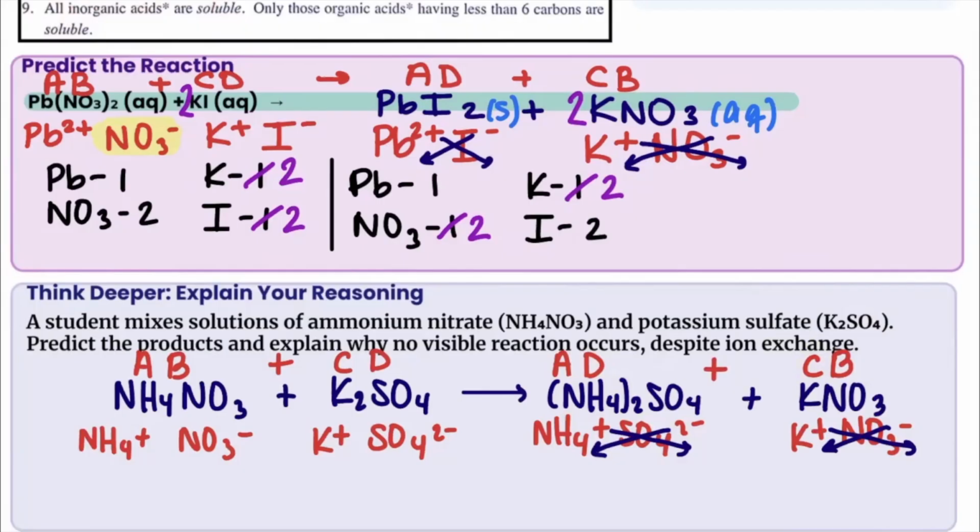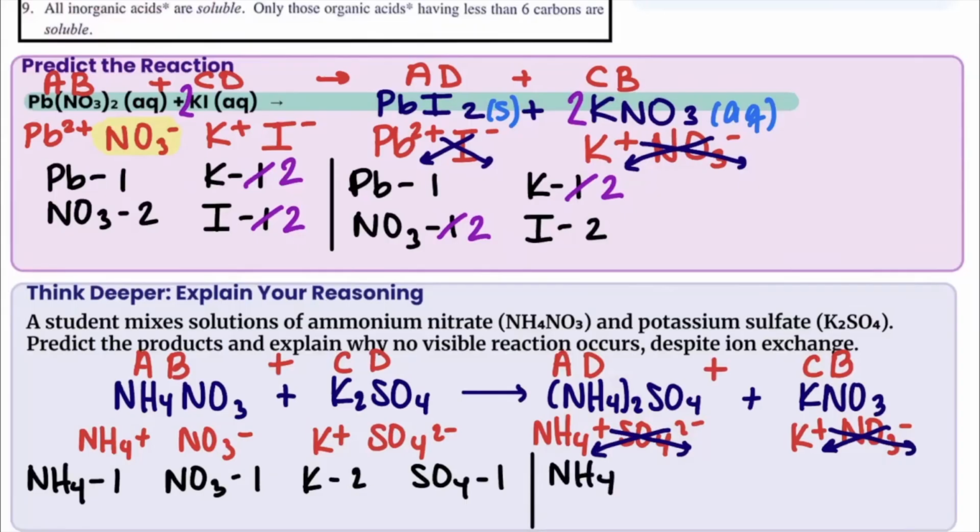Now let's go ahead and balance. On the left side, the reactant side, we have 1 ammonium, 1 nitrate, 2 potassiums, and 1 sulfate. On the right side, we have 2 ammoniums. Again, if you wish to split the polyatomic, this is like saying 2 times the amount of hydrogen, 2 times 4 is 8, and 2 times the amount of nitrogen, which is 2. But we're just going to keep it as 2 ammoniums here for simplicity. We have 1 sulfate, 1 potassium, and 1 nitrate.